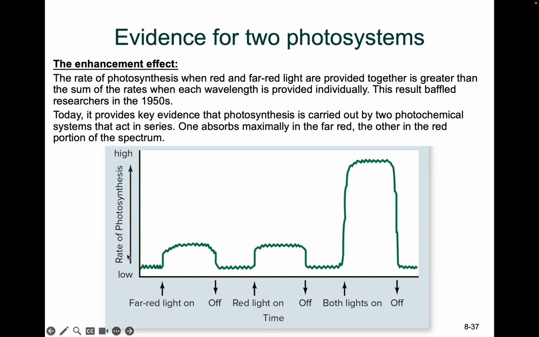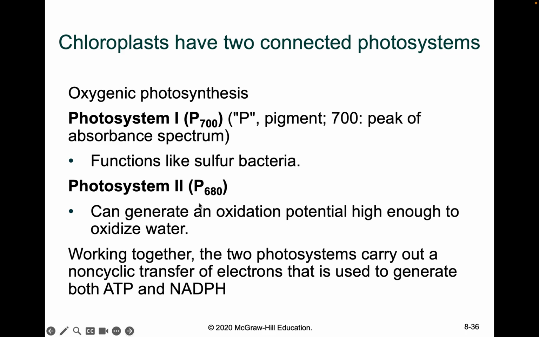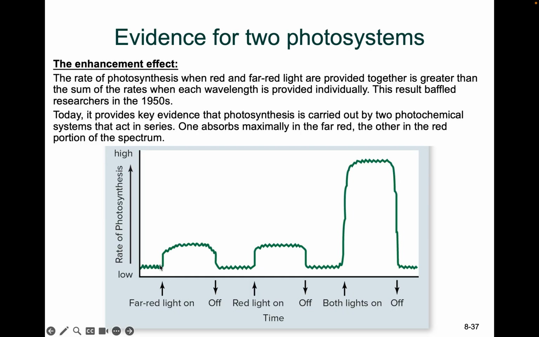So imagine here, this is the rate of photosynthesis on the y-axis. On the x-axis is time. What you're doing here is basically turning on certain lights. So you turn on the far red light, and when you do, you turn on this P700. So you see some photosynthesis happening, great.